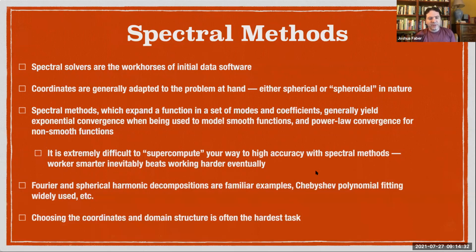Just so that we're clear on the language, Fourier decompositions and spherical harmonic decompositions are certainly spectral methods. Chebyshev polynomial fitting is typically done when possible. So this is what I mean by spectral methods, though certainly there are different functions that can be used in the expansion. The problem often turns out to be one of choosing the right coordinates and your domain structure.